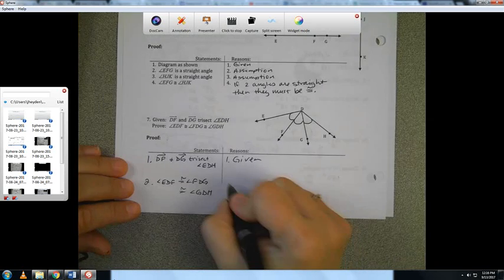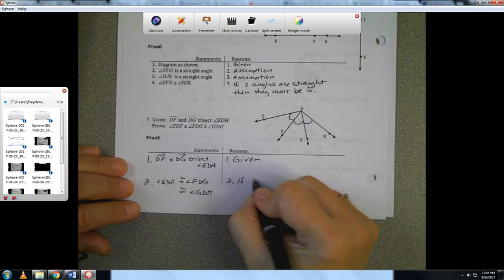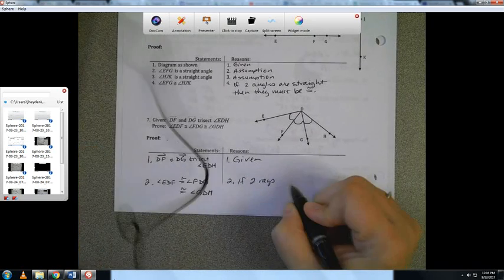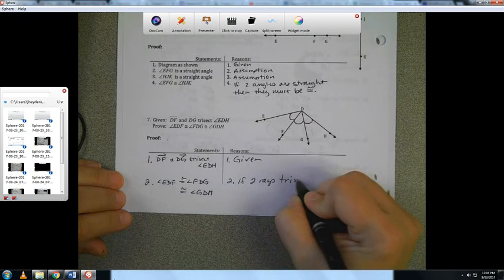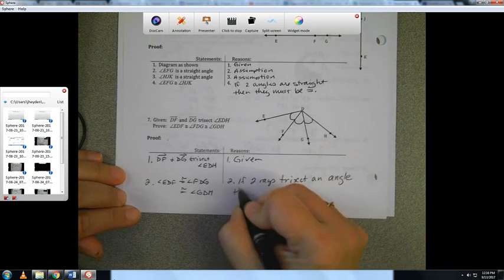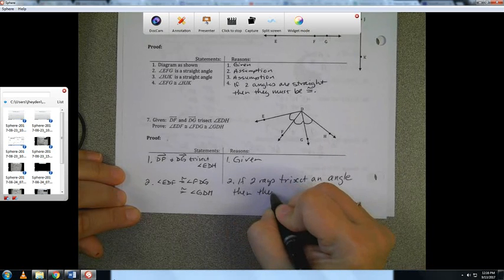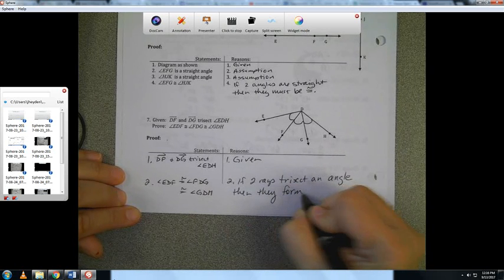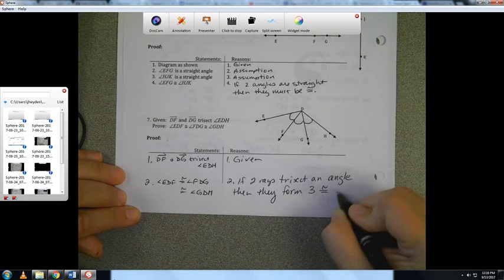Because if two rays trisect an angle, then they form 3 congruent angles.